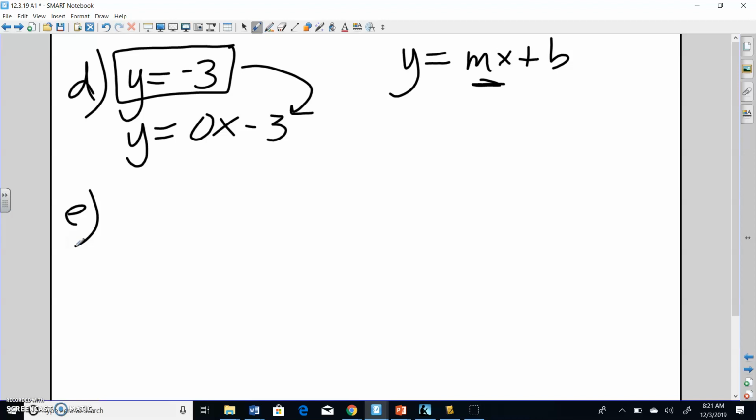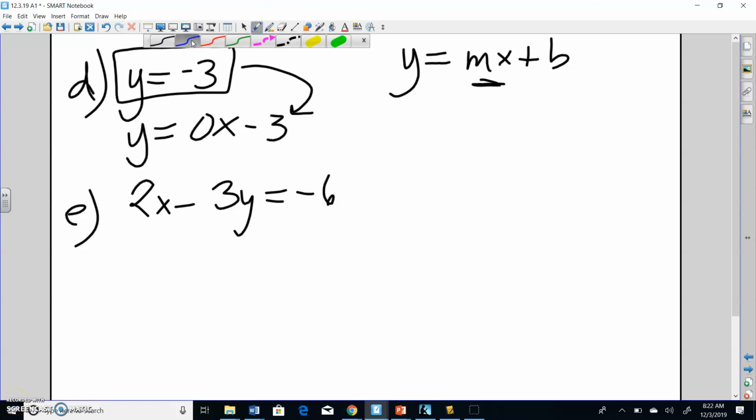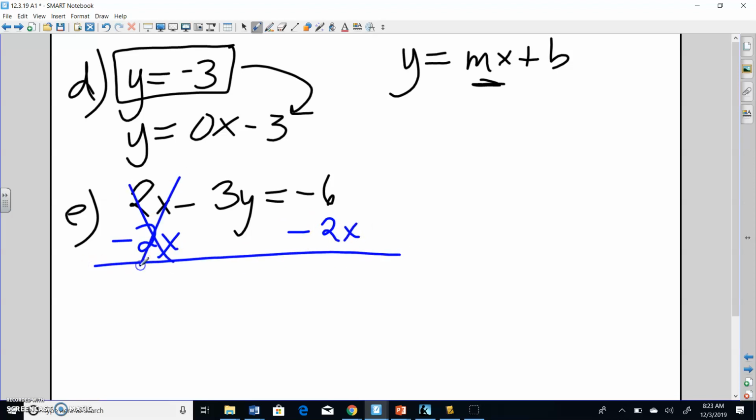I'll let you try this on your own, and then we will see how we'll do 2 more. 2x minus 3y equals a negative 6. So work that out on your own, get it in slope-intercept form, and then we'll talk about it and we'll go over another one. So subtract 2x from both sides, and no more x there. That gives me a negative 3y equals a negative 2x minus 6.